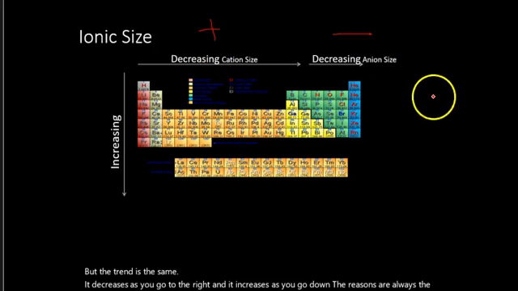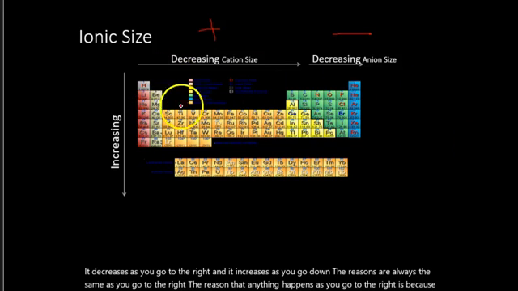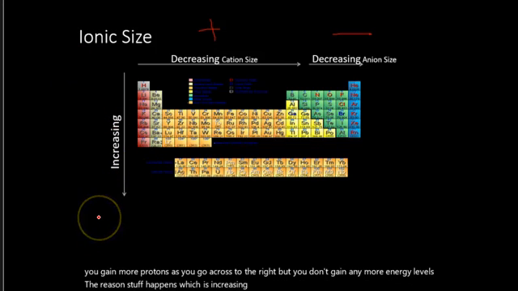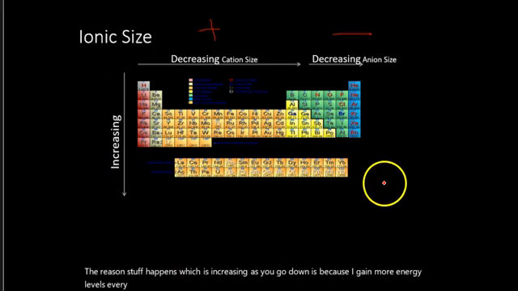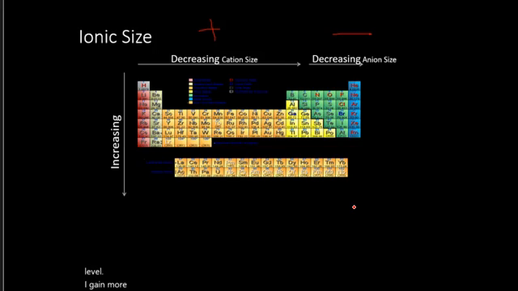As you go to the right, the reason that anything happens is because you gain more protons as you go across to the right, but you don't gain any more energy levels. The reason stuff increases as you go down is because I gain more energy levels. Every time I go down, I gain another energy level, and every time I gain another energy level, I gain more shielding electrons. So the reason why is the same for both atoms and ions.